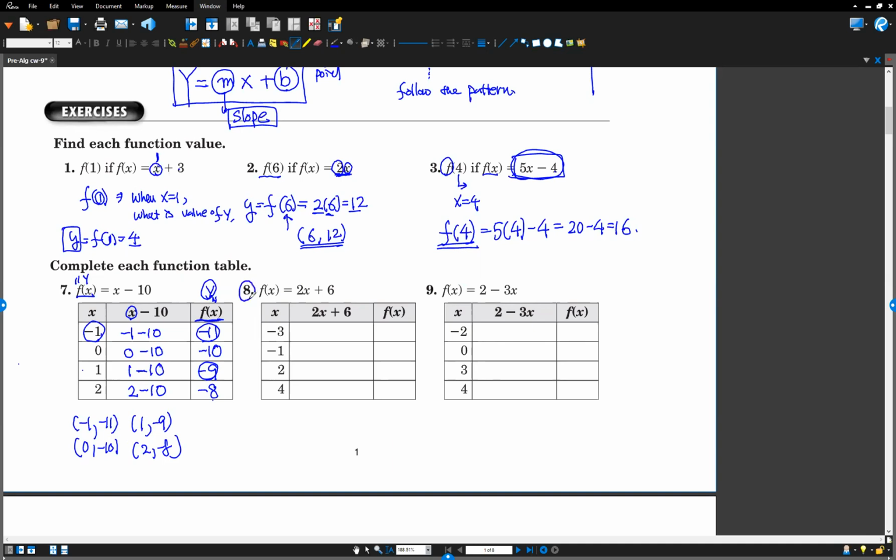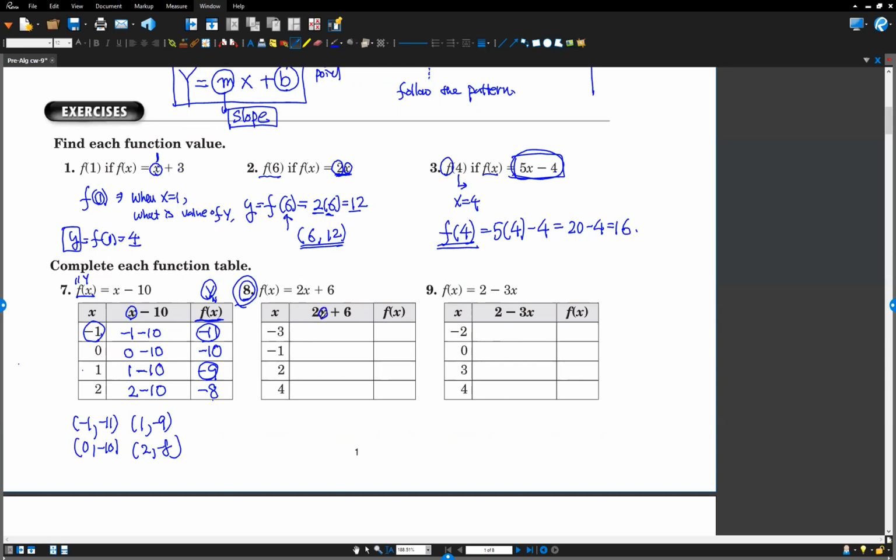Everybody fill out number 8 over here. Have some practice. We work together, because you have not put your paper and pen on your desk. When x equals -3, what is the value of y?